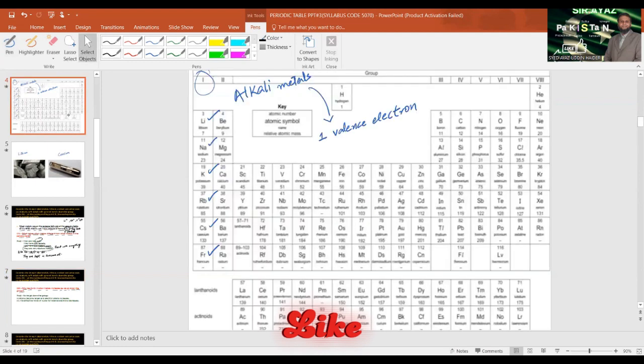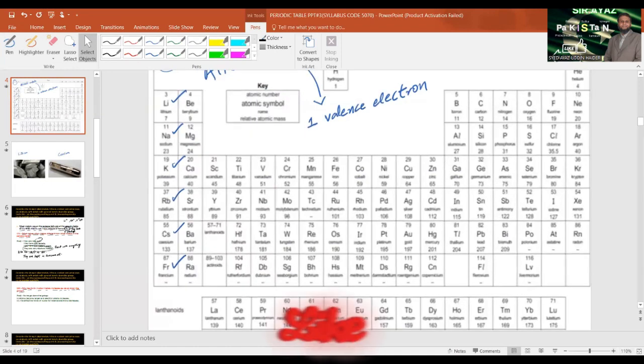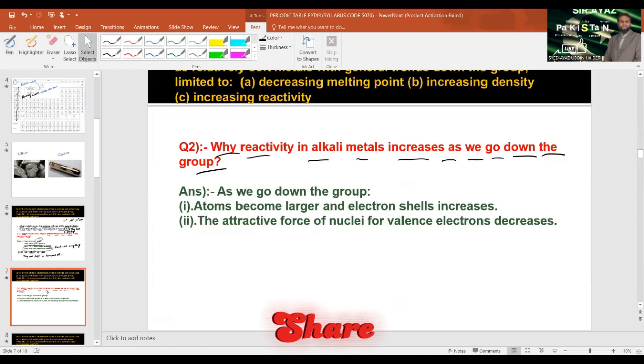So let's come back to this periodic table. If you look at this periodic table, and if we talk about the trend in alkali metals, as you go down the group from lithium, sodium, potassium, rubidium, cesium, and francium, the reactivity increases. So down the group, the reactivity increases. But why is this? Let's consider elements from this group 1. I'm taking the example of lithium.